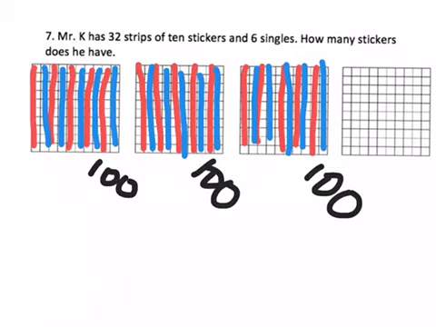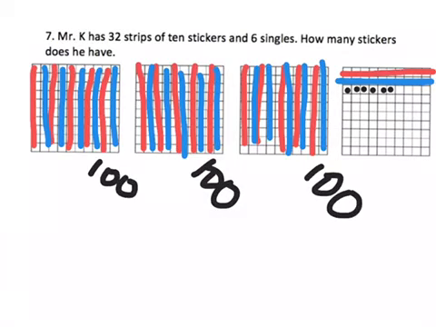But how many strips of 10 does Mr. Kennedy have? 32. So I need to color in how many more strips of 10? 1, 2 strips of 10. And how many singles do I need to color in? How many, guys? 6. All right, good.